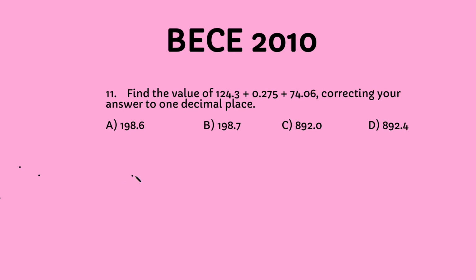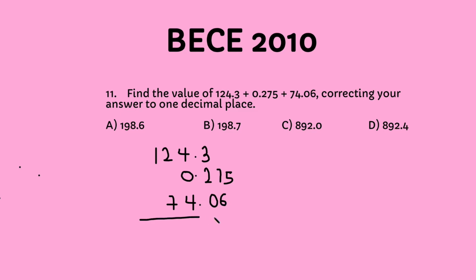So we continue. With question 11, we are to find the value of 124.3 plus 0.275 plus 74.06 and correct our answer to one decimal place. Obviously, this is basically decimal addition, so I have my 124.3, 0.275, and 74.06. Now you realize that I align my numbers with respect to where the decimal point is.